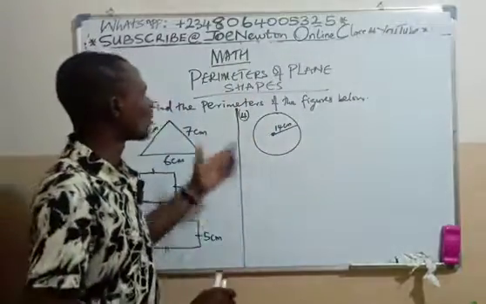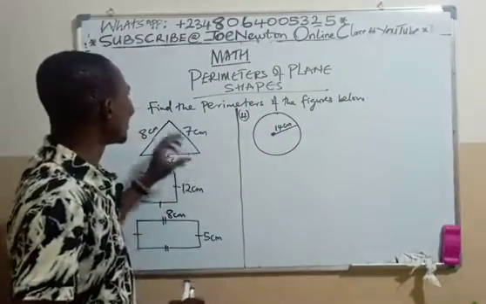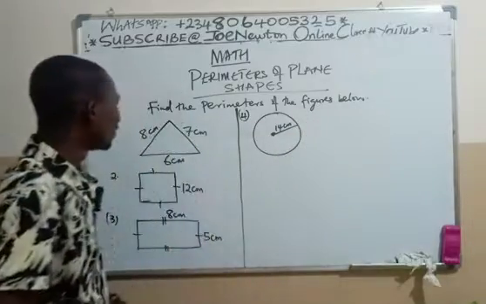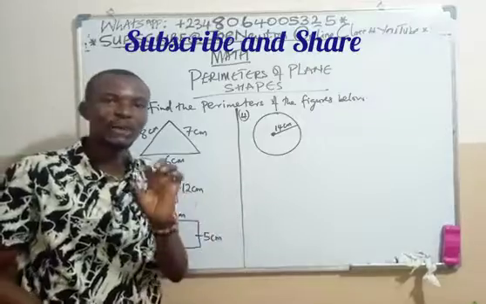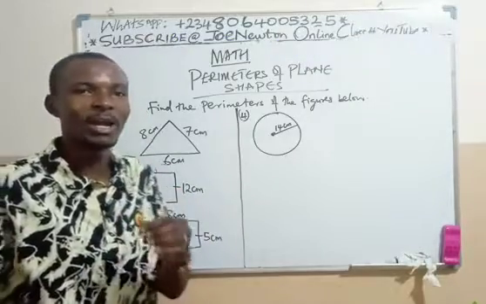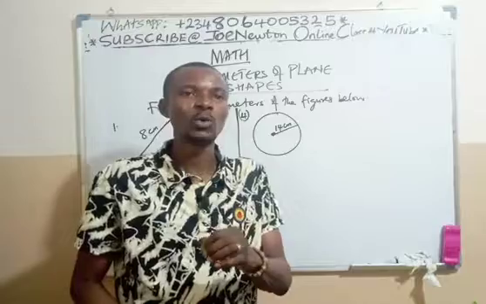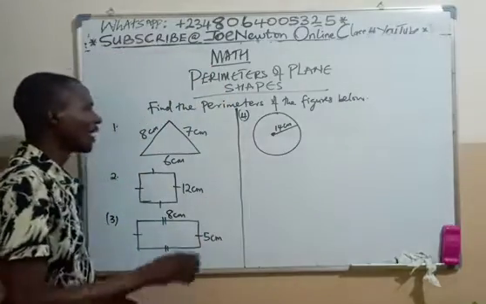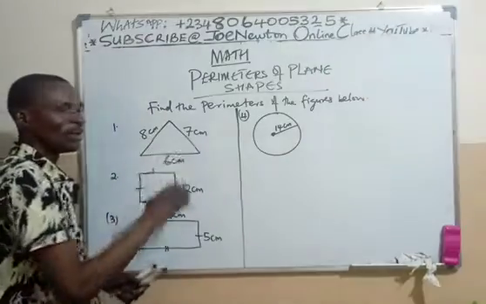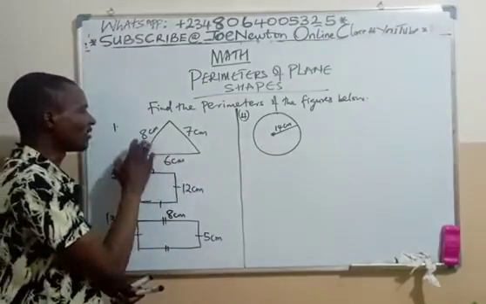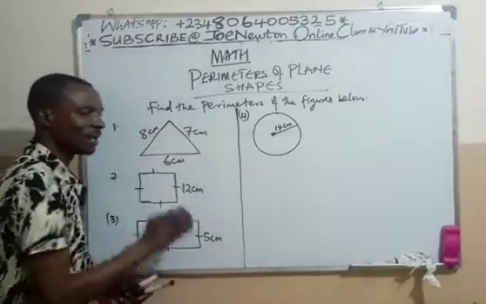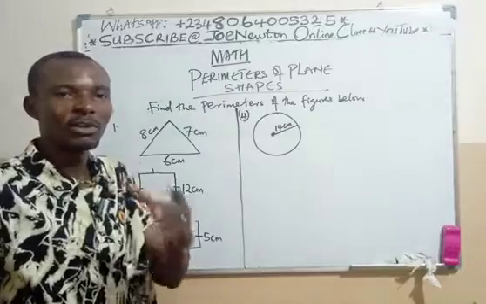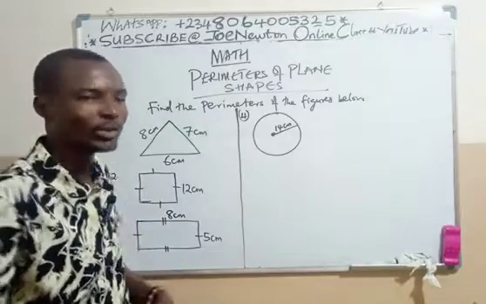Okay, let's look at the question on the board. Here we are asked to find the perimeters of these figures below. The names we are not given, but by the shape you will identify the name, and that will lead you to the formula with which you can now find the solution to the questions. Number one, quickly, we have a triangle with its three sides given as 8 cm, 7 cm, and 6 cm. Of course, this is a scalene triangle because none of the sides is equal to the other.